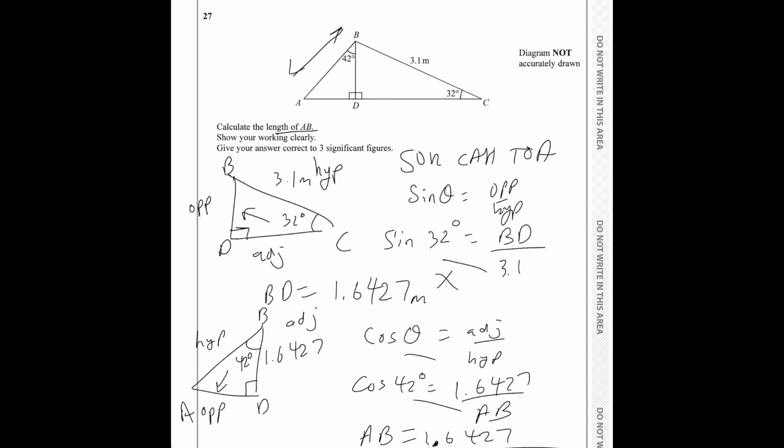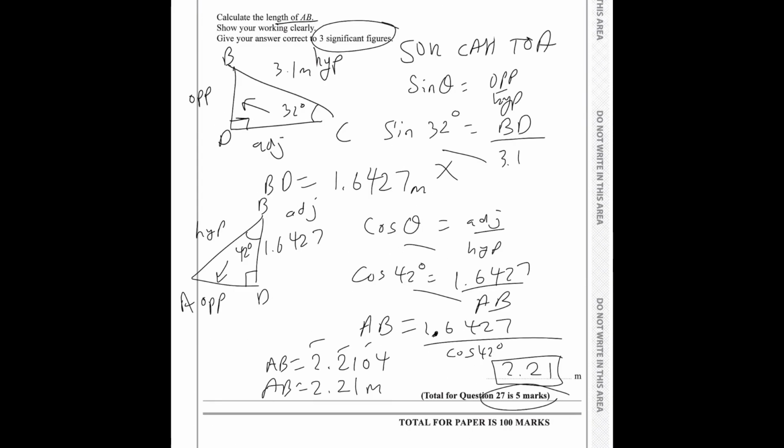Put that in your calculator: 1.6427 divided by cos 42 degrees. Based on this calculation, AB is 2.2104. Since we were asked to give 3 significant figures, that's 1, 2, and 3. So AB is equal to 2.21 meters. This is your answer, and question 27 is worth 5 marks, so you might as well score that.